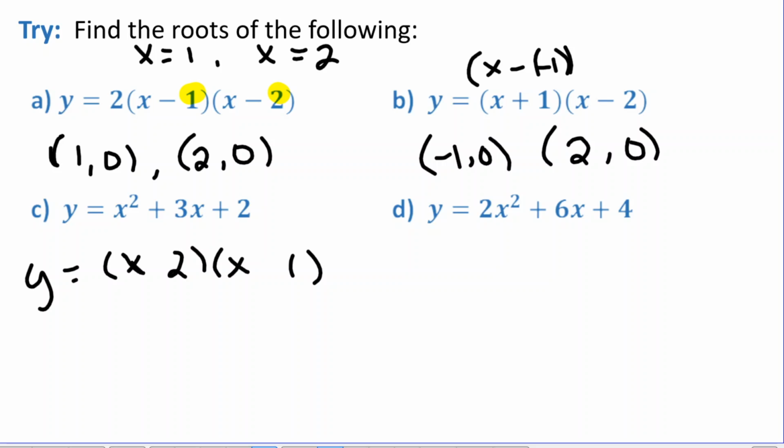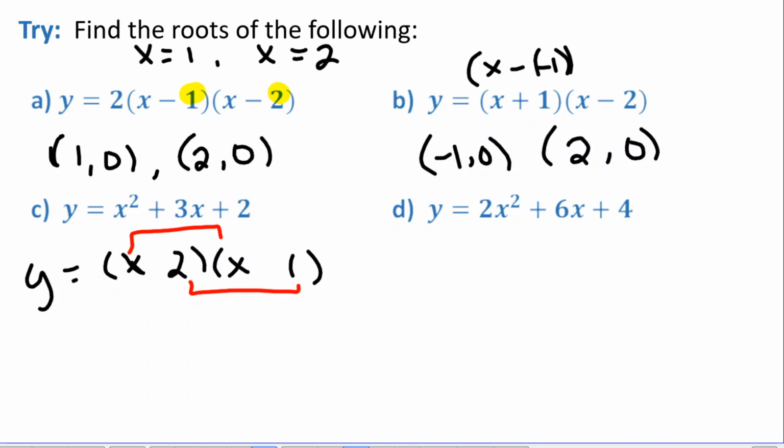And we know that to get positive 2, I have two options. Either I can do plus 2 times plus 1, or I can do negative 2 times negative 1. But if we think about FOIL, the way we distribute first times first, that gives us the x squared. Last times last gives us the positive 2.